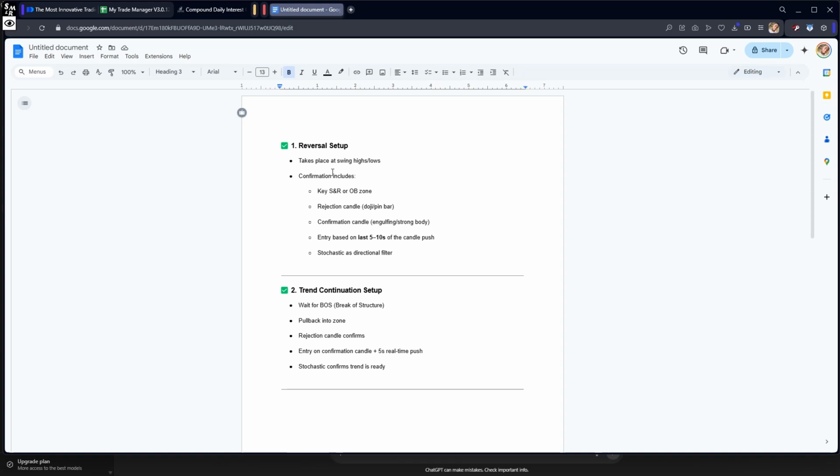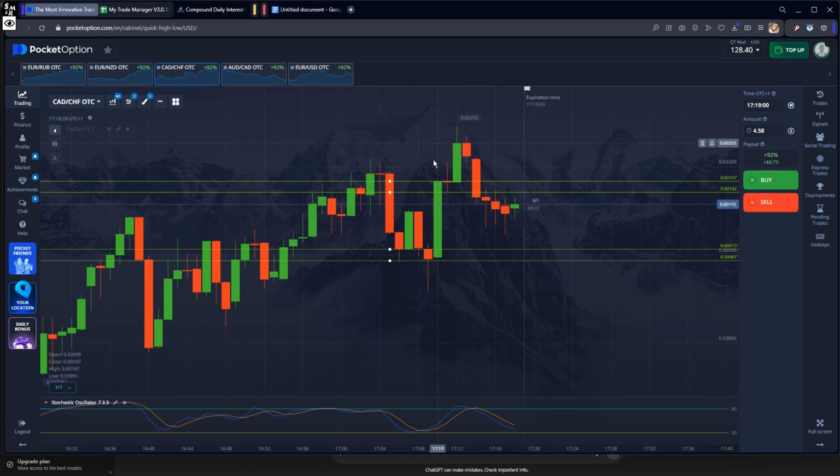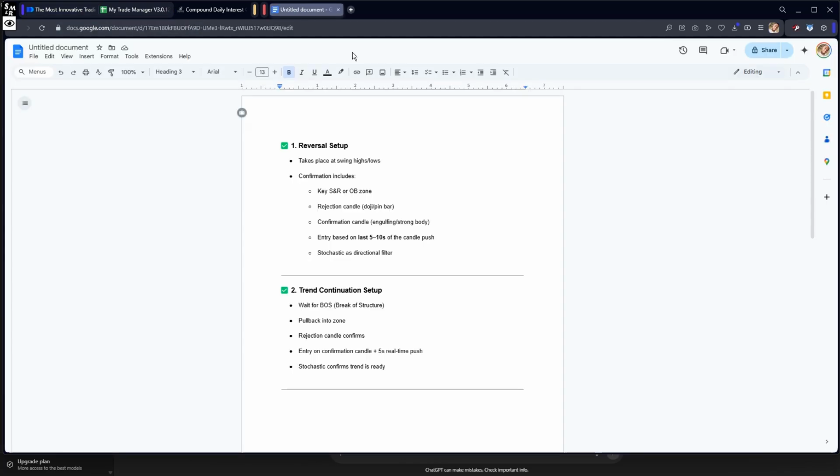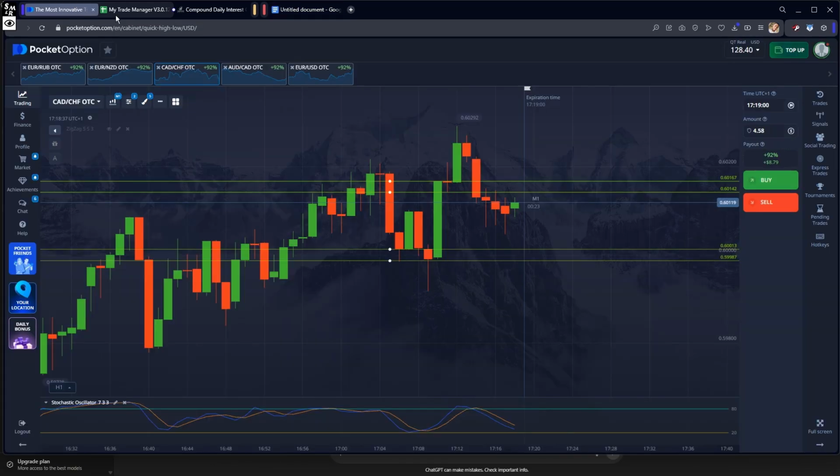Now, based on my explanation, I followed the order of the setup: found a key swing high, got the key support or resistance zone that it has to break. Then you must see a rejection candle or a bearish candle. I saw this here, and you check your last 5 to 10 seconds. The candle push of this was quite nice in the last 5 to 10 seconds. That's what made me take this trade.